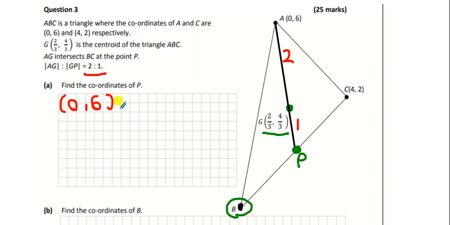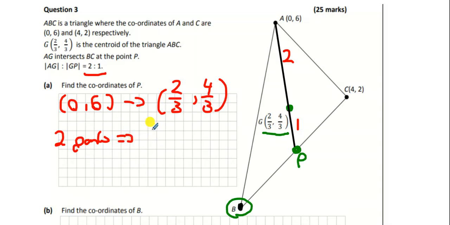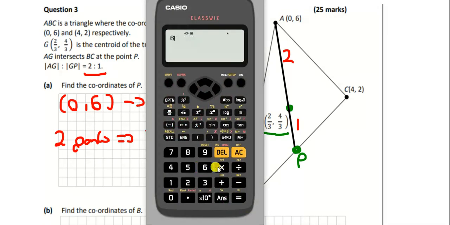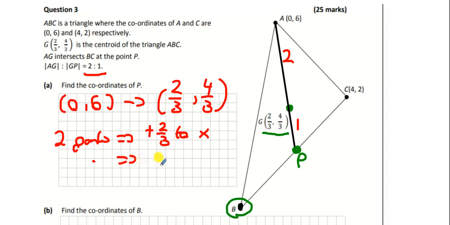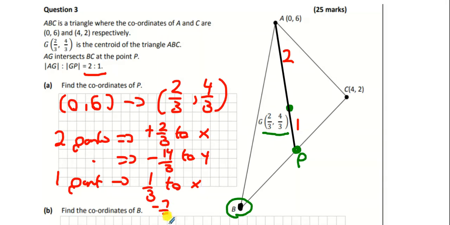So 0, 6 going all the way to 2/3 and 4/3 is the equivalent of 2 parts out of 3, because going the full distance will be 3 parts. So 2 parts is add 2/3 to x, and what's 6 take away 4/3? 6 take away 4/3, and minus 14/3 to y. Okay, this would mean that we're 1 part away. So 1 part would be half of that. 2 parts is 2/3, so 1 part would be 1/3 to x, and minus 7/3 to y.